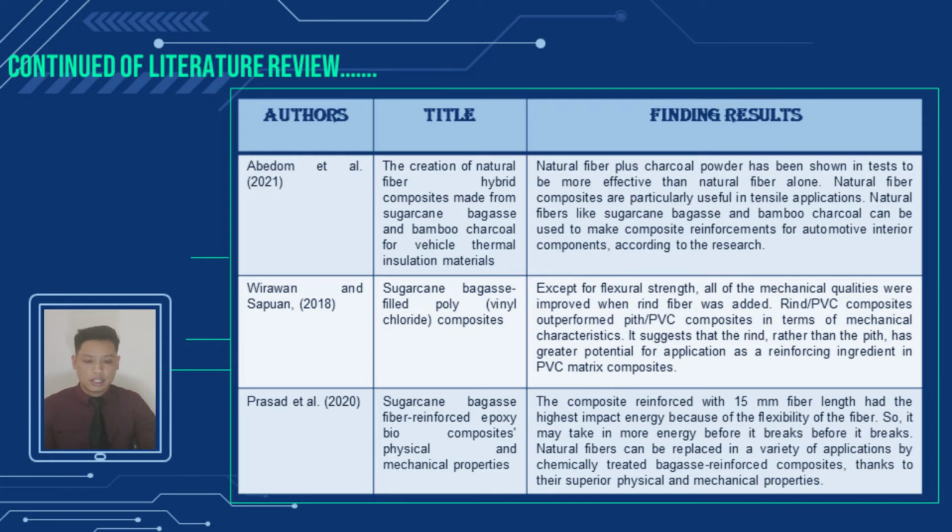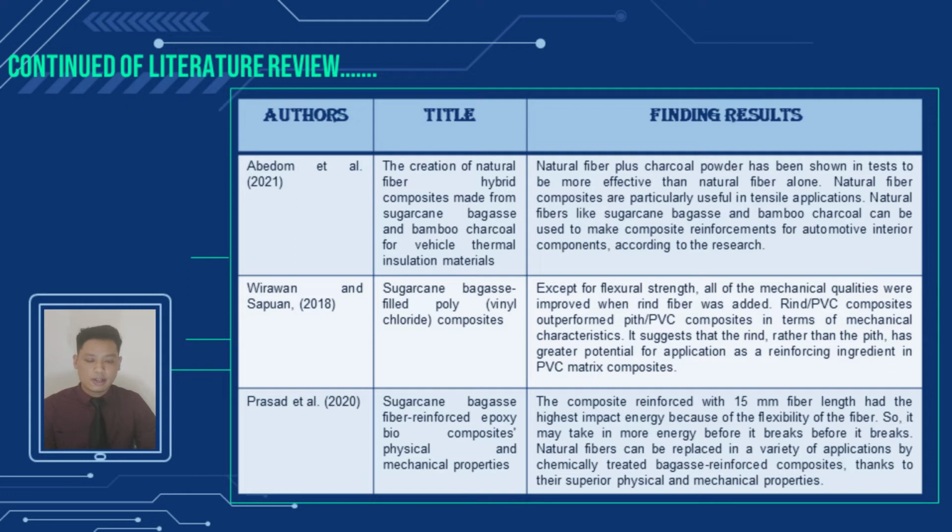2021. The title is The Creation of Natural Fiber Hybrid Composite made from sugarcane bagasse and bamboo charcoal for recycled thermal insulation material. From the final result, natural fiber plus charcoal powder has been shown in tests to be more effective than natural fiber alone. Natural fiber composites are particularly useful in tensile application.